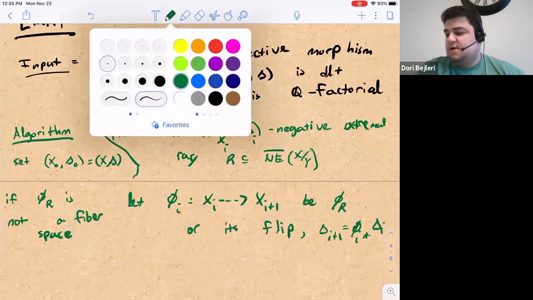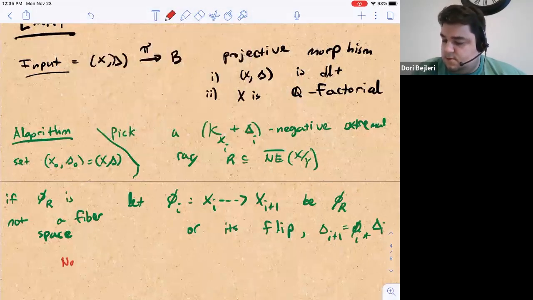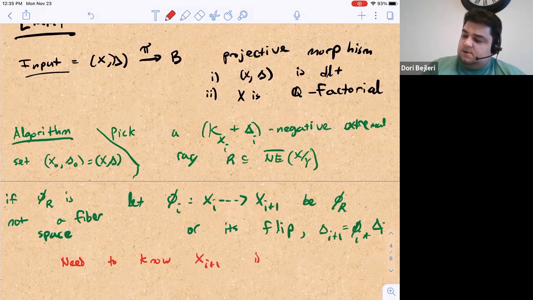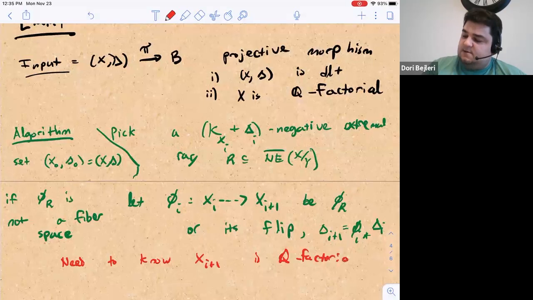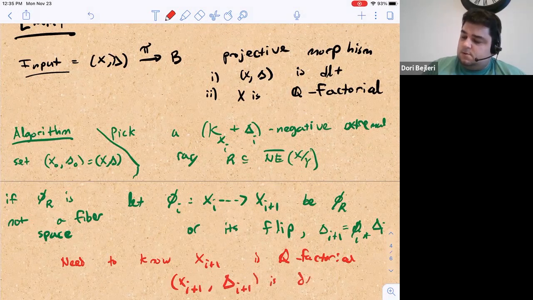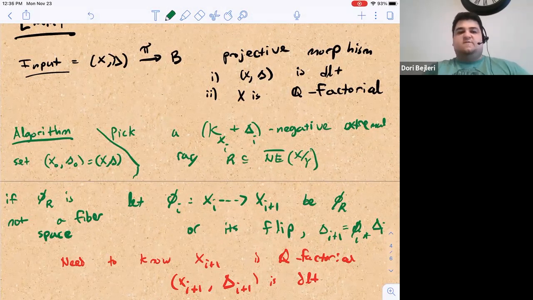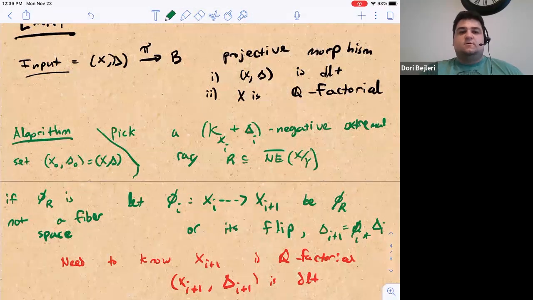And now what do we need to keep going? Well, assuming these flips exist, we need to know that after we contract or flip, X_{i+1} is Q-factorial, and that the pair is still DLT. And so now, as long as we don't have a fiber space, we just keep inputting into this until we're done. When are we done? We're done when we either end up in a fiber space and then we're something lower dimensional, and we hope that we can understand that easier because it's lower dimensional, or we end up with something where K_X plus Δ is relatively nef, and then we have no more extremal rays.